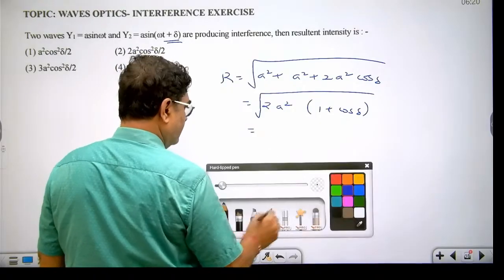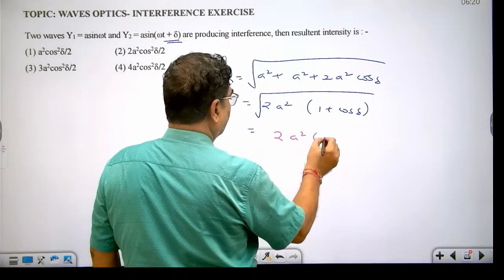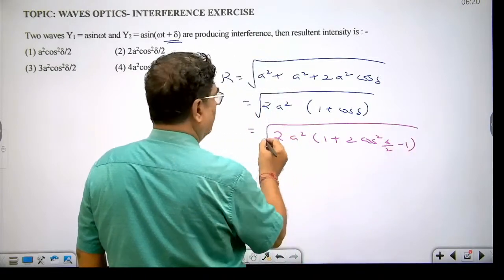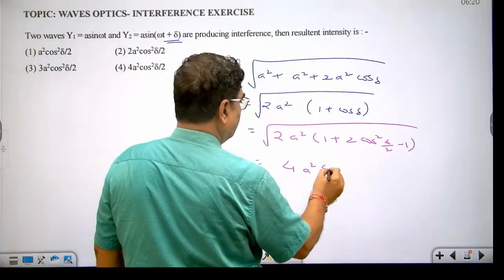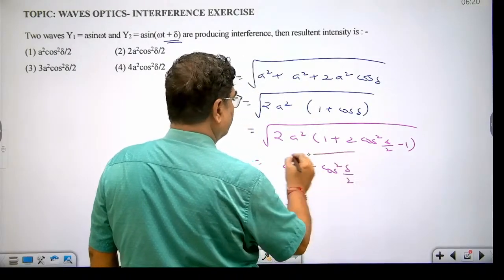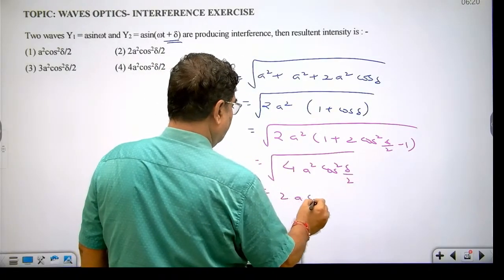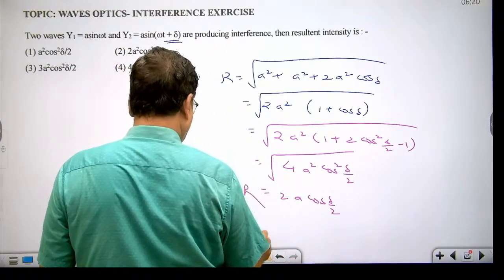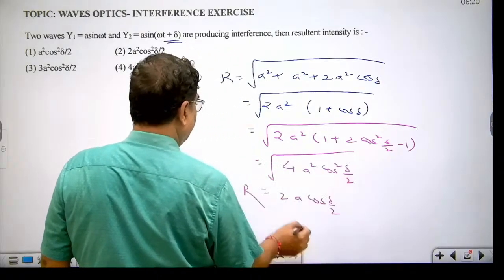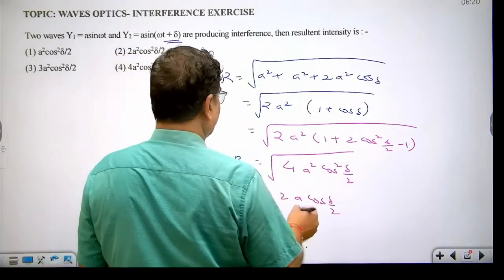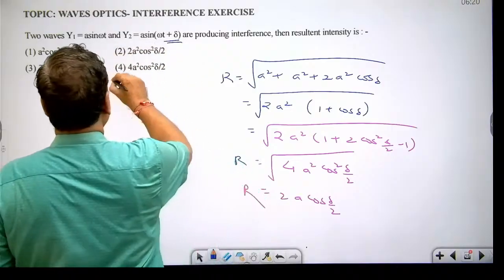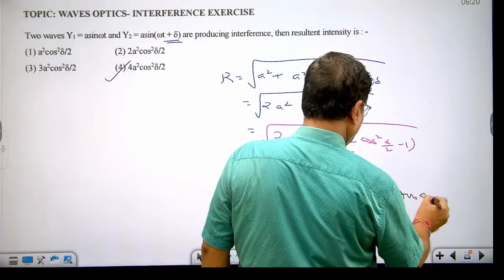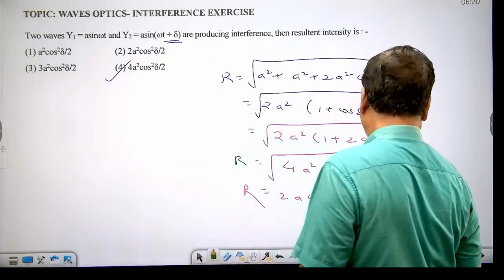And what is 1 plus cos delta? It is 2 cos square delta by 2. And this is 4a square cos square delta by 2, so the amplitude is 2a cos delta by 2. This is the result. I is what? I is equal to r square. So this is 4a square cos square delta by 2. So out of 4 choices, option 4 is the correct choice.